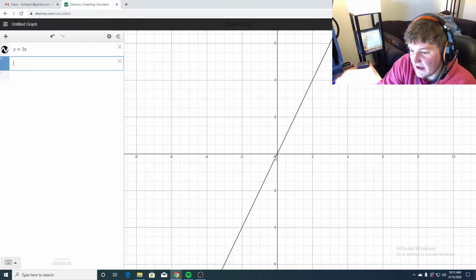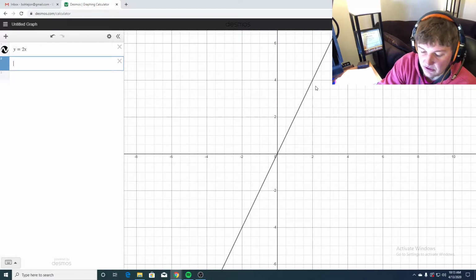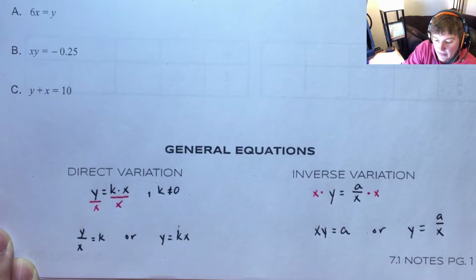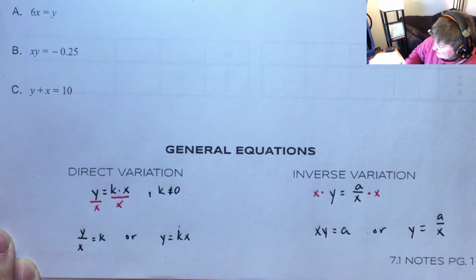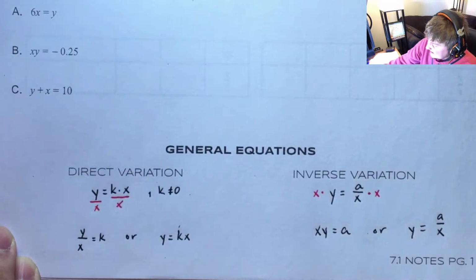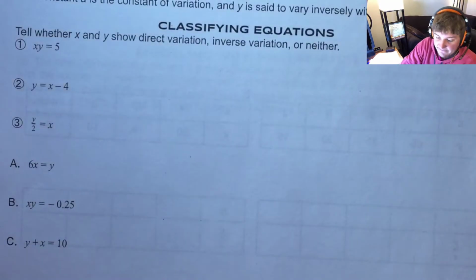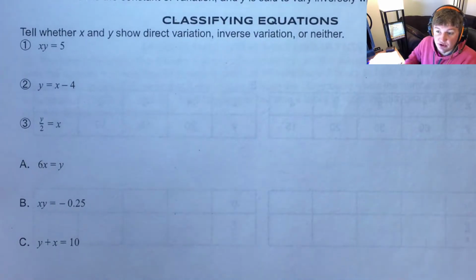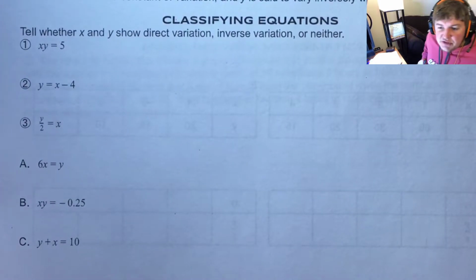So as my x values are increasing, as are my y values. When x is 1, y is 2. When x is 2, y is 4. And so these are the relationships that the graphs are going to have between each other. So let's go back to our original task and actually identify and classify some equations.